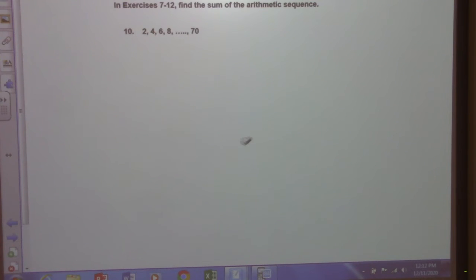Okay, this one here, find the sum of this one. I want you to try this one too. This one here is not okay.